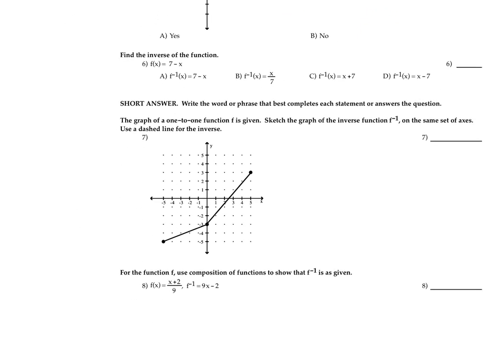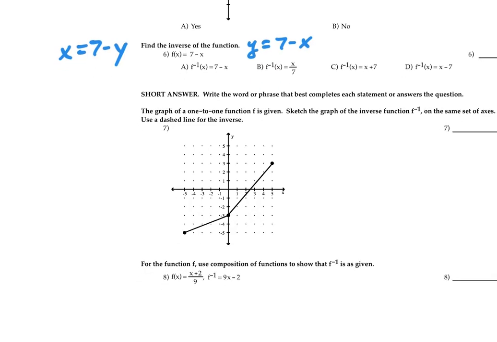Okay, 6 is very similar to number 2, except for one thing. When they ask me to write the inverse of the function, I have to solve for y. So the first thing we're going to do here is x equals 7 minus y. But we're not going to stop there. And if you look at your 4 options, none of those options show up. So what we have to do now is solve this equation for y, get y by itself.